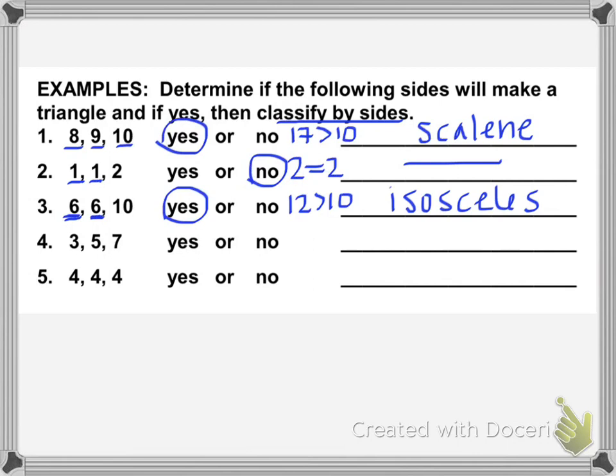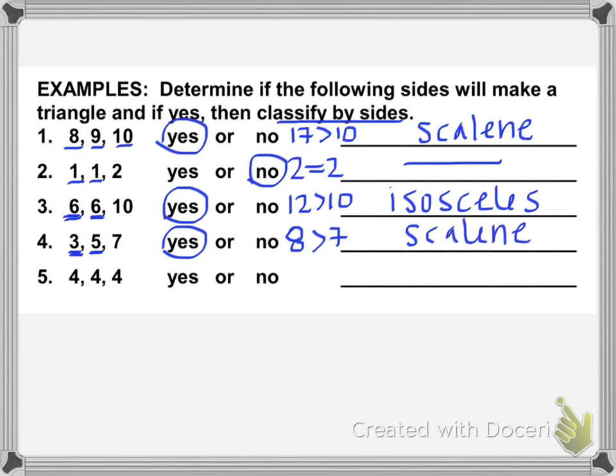Number 4, the two smallest sides are 3 and 5. When I add those, we get 8. The third side that's the longest is 7. 8 is greater than 7, so yes, this will make a triangle. Because all 3 sides are different lengths, this one is also going to be scalene.